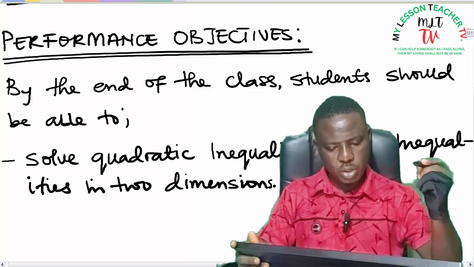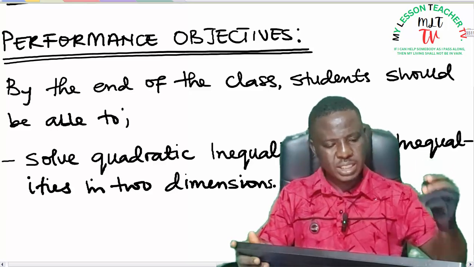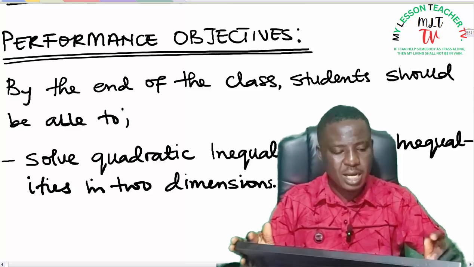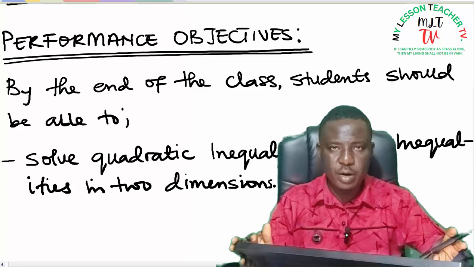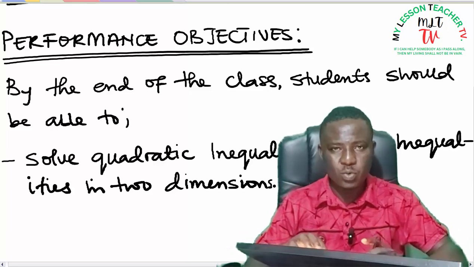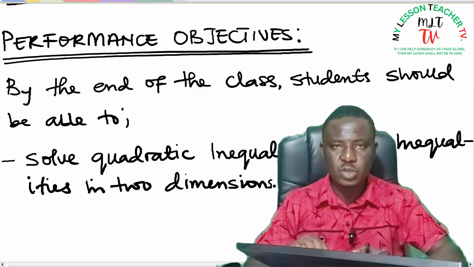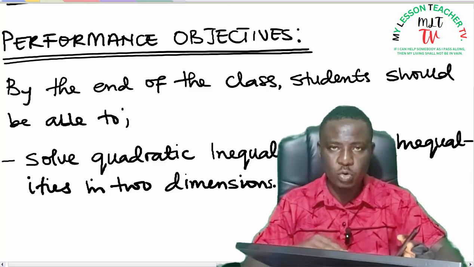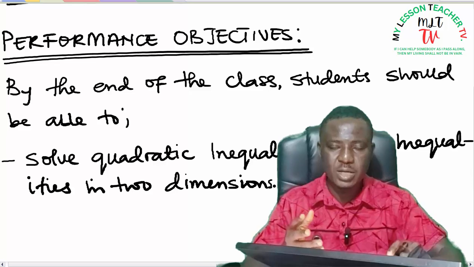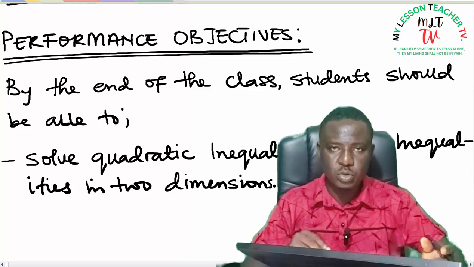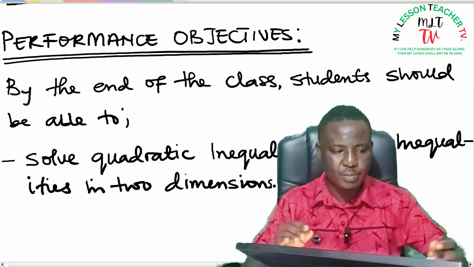In today's class, we have been able to solve quadratic inequalities. In our next class, we shall look at inequalities in two variables. This is inequalities in one variable where we have just values of x, one unknown. But in the next class, we shall solve quadratic inequalities where we have two unknowns, x and y.